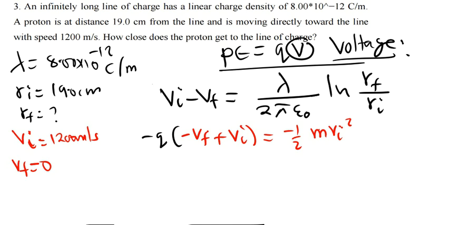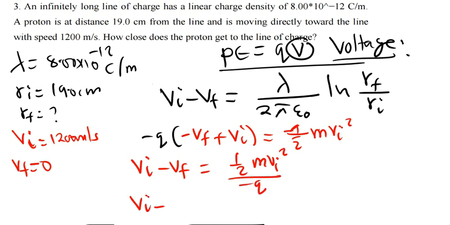After doing this, the next thing I'm going to do is divide both sides by negative q. Since it's positive, I say v initial minus v final, then this. It's the same thing. I will divide it by q now. Here I'm supposed to put just 1, so it's half m v initial squared. I divide by negative q, so I will remain with negative half m v initial squared divided by q, like that.